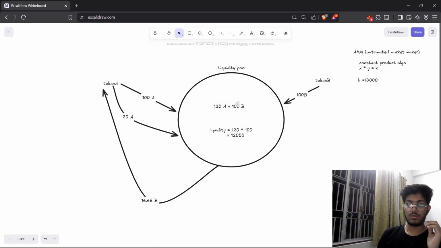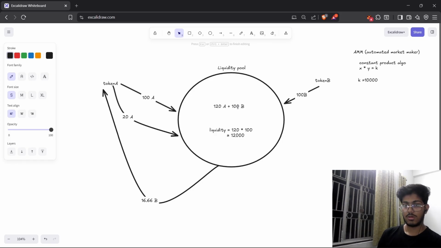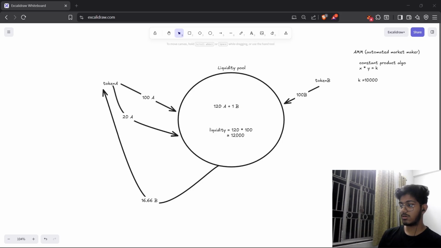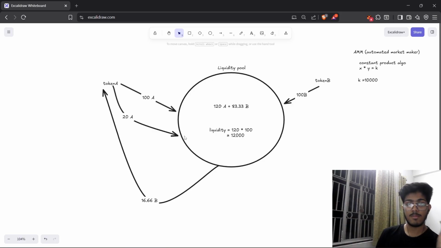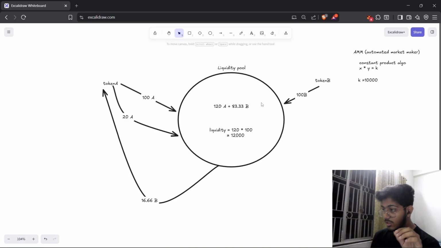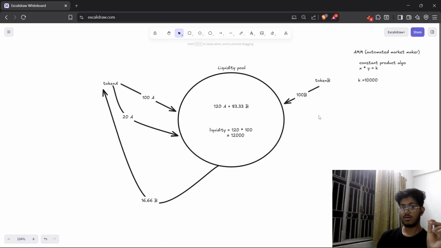Cool. Now this will become 83.33, right? So now the total amount of token A in the pool is 120, and the amount of token B in the pool is 83.33. Now we can see that he gave 20 token A and he got 16.66 token B. Why is that?